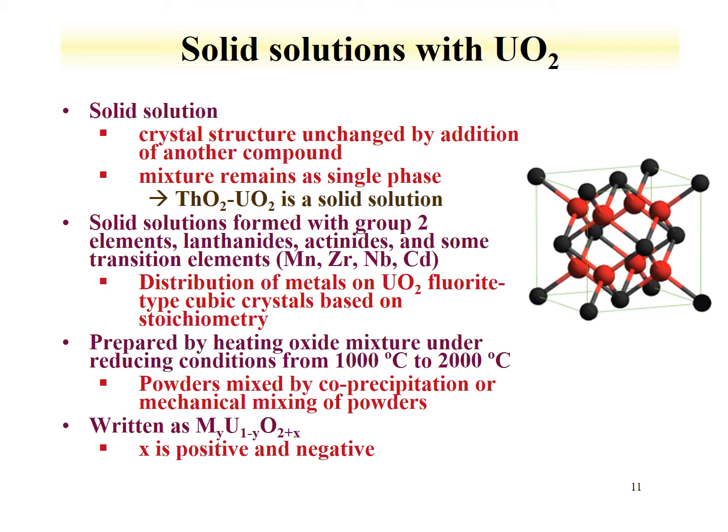These solid solutions can be prepared by heating oxide mixtures under reducing conditions, because you don't want to oxidize the uranium, between 1,000 and 2,000 degrees. They're often written like this, where you have one metal, uranium, and oxygen. So this could be thorium, uranium, oxygen. X can be positive or negative, or in the case of thorium, uranium, X would be 0. This synthesis condition is similar to what occurs as uranium dioxide fuel is burned in a reactor.